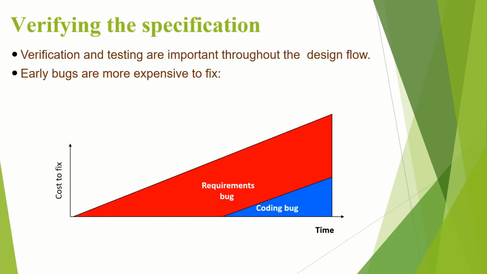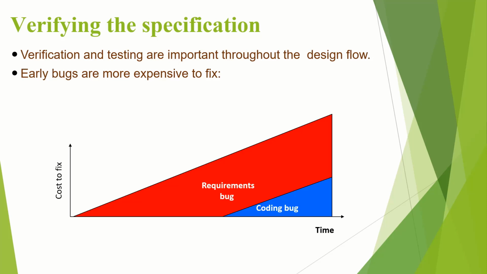Next, coming to verifying the specifications. The requirements and specification are generated very early in the design process. So verifying the requirements and specification is very important for the simple reason that bugs in the requirements or specification can be extremely expensive to fix later on. The figure shows how the cost of fixing bugs grows over the course of the design process. The longer a bug survives in the system, the more expensive it will be to fix.